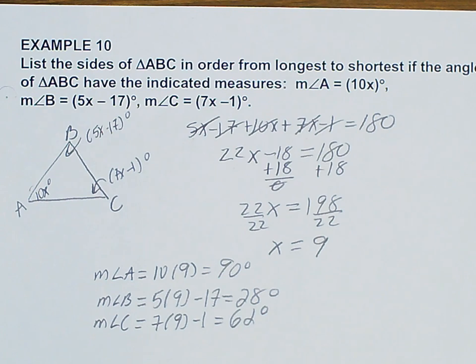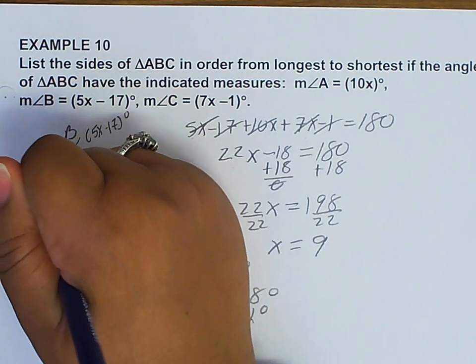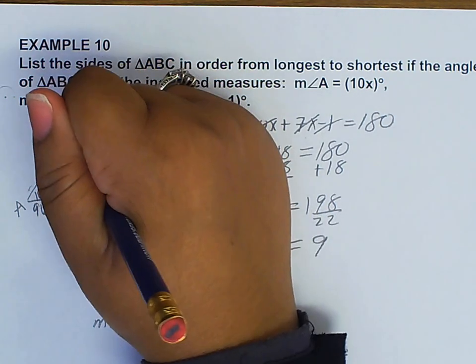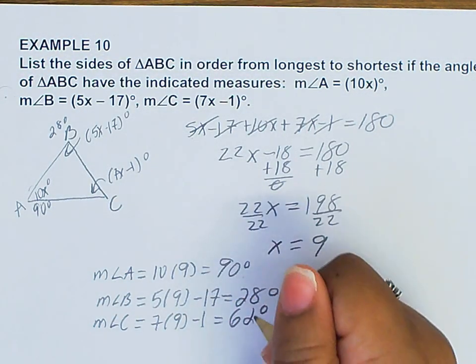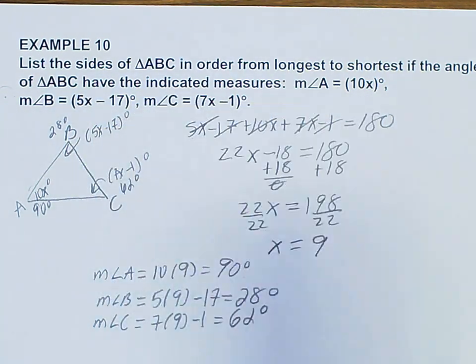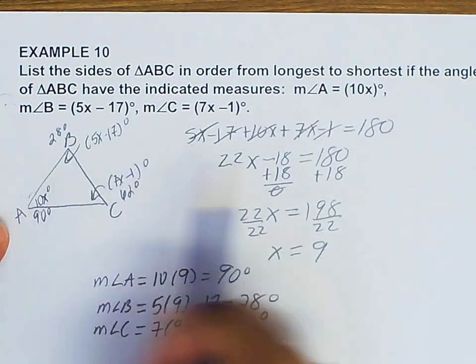All right, so we're going from longest to shortest. So we're doing the sides, going from longest to shortest. So I'm going to start with the greatest. So this is 90. So let's put this in where you can kind of see it. So this is 90. B is 28. And C is 62. Okay, so we're going from longest.